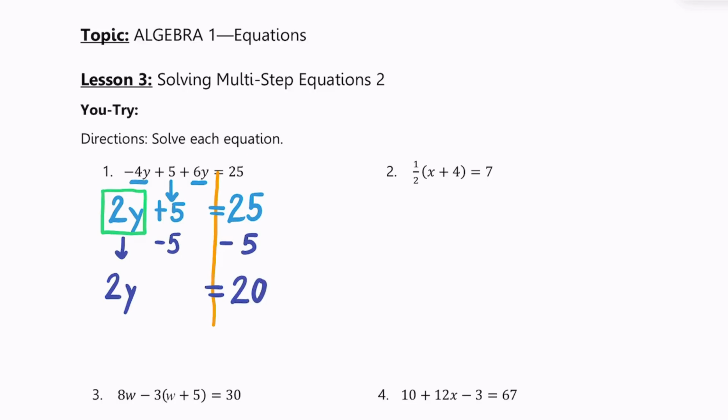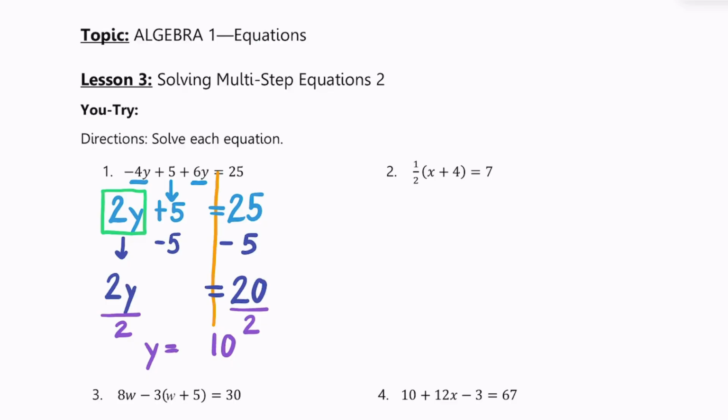And now last but not least, that is 2 times y. So the opposite of multiplying by 2 would be dividing by 2. So if I want to get y all by itself, I'm going to divide both sides by 2. And that's going to leave me with y equals 10. So that's our first problem.